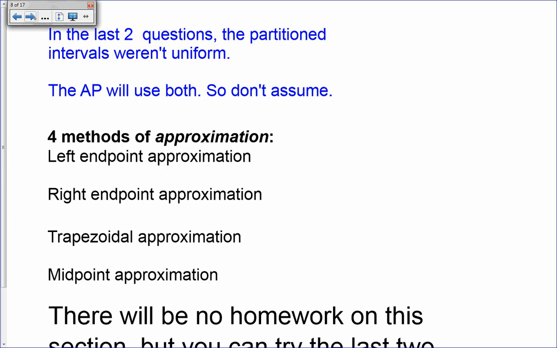So to sum this up, notice just one more time, in the last 2 questions, the partitions were not uniform, so you need to know how to do both methods. So at this point, we've gone over 4 approximations. We did LRAM, RRAM, MRAM, and the trapezoid method. Again, I'll reiterate, when we were using geometric shapes like rectangles and semicircles to calculate those areas, we were calculating the exact area under the curve because we knew what kind of geometric shapes those curves actually were.